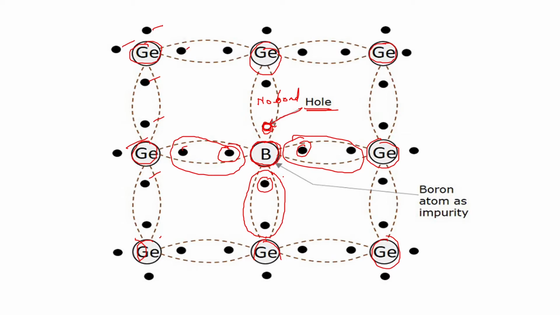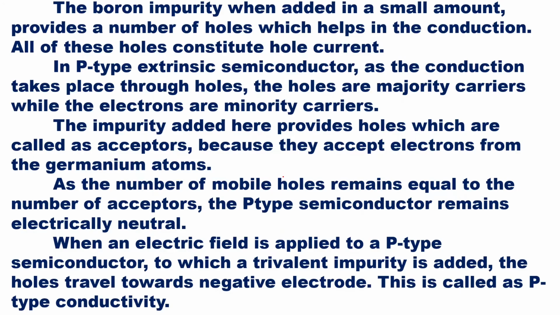You can also have free electrons due to thermal energy, which can be minority charge carriers. So here you can see the theory. The boron impurity when added in small amount provides a number of holes which helps in the conduction. All of these holes constitute hole current. In p-type extrinsic semiconductor, as the conduction takes place through holes, the holes are majority carriers, while the electrons which are away because of temperature are called minority carriers.